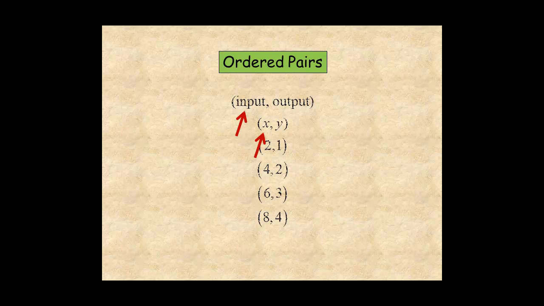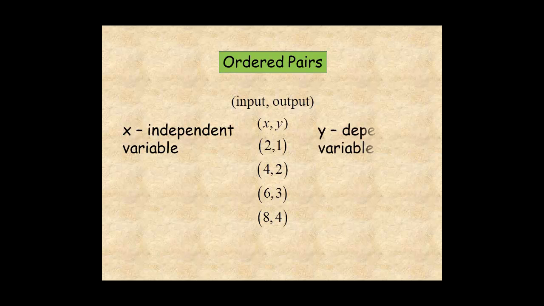These pairs of numbers are called ordered pairs because the order matters. The first number is the input x value, and the second number is the output y value. In addition, the x variable is called the independent variable, and the y variable is called the dependent variable. These names are used because the value of y depends upon the value of x.